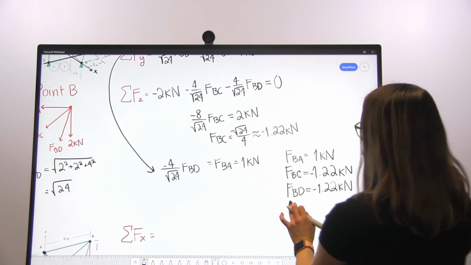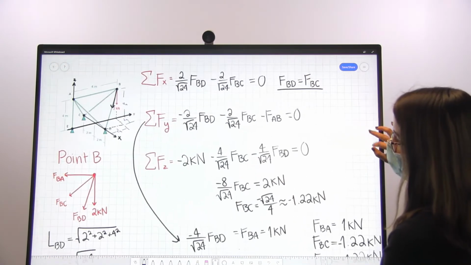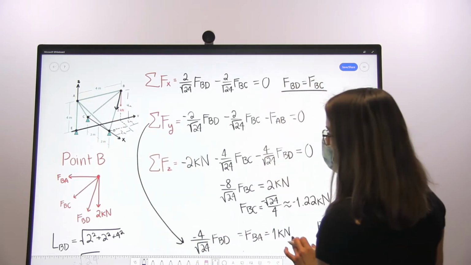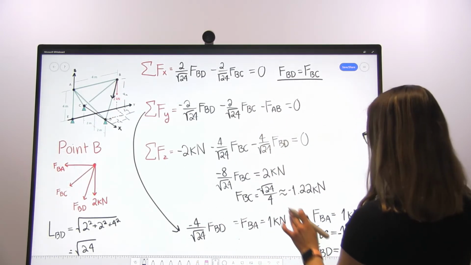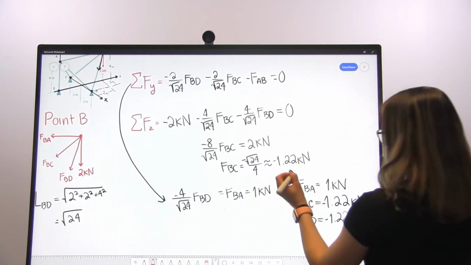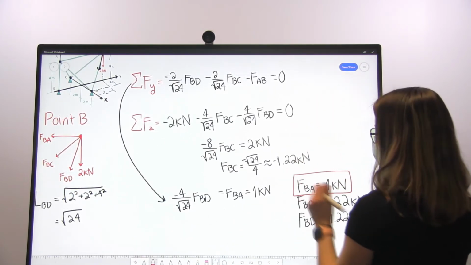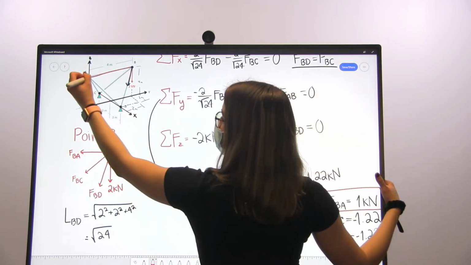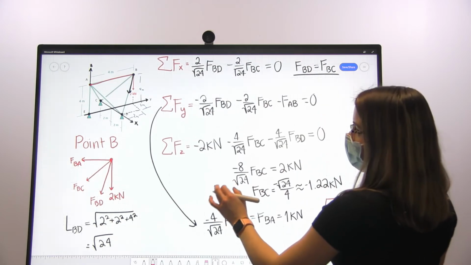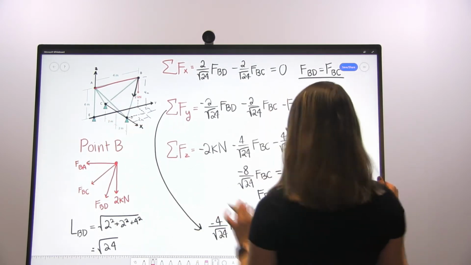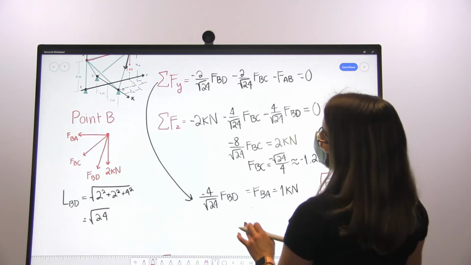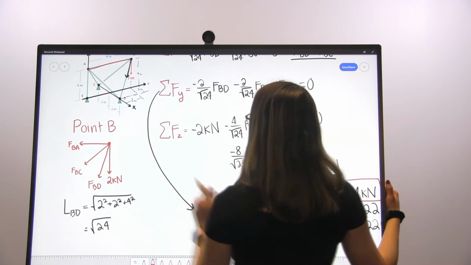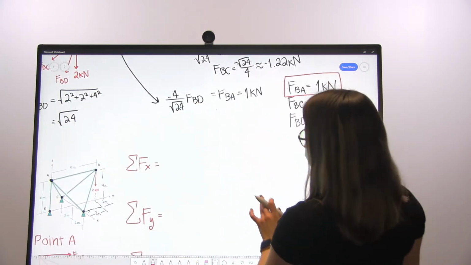Now we've solved for all the forces that link up to point B, and we can move on to point A, with one assumption: that we know what FBA is, and by knowing FBA, we know the force in this cable. Again, we're always assuming tension. If we know that force, then we can use it to solve for the rest of the forces in the rest of the cables. So that's what we're going to do.